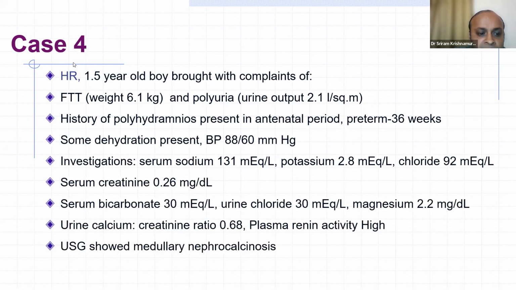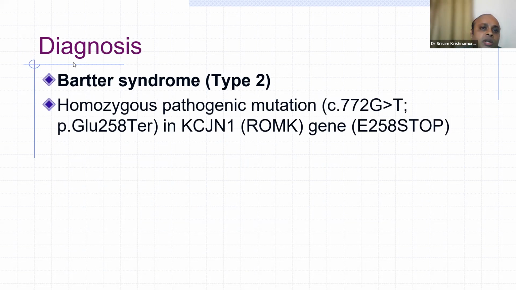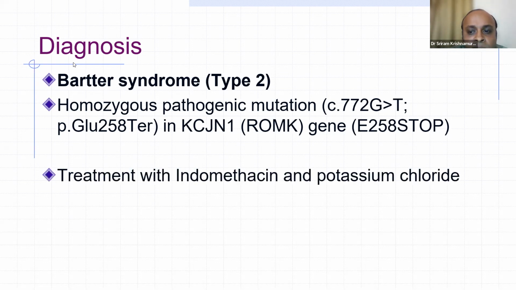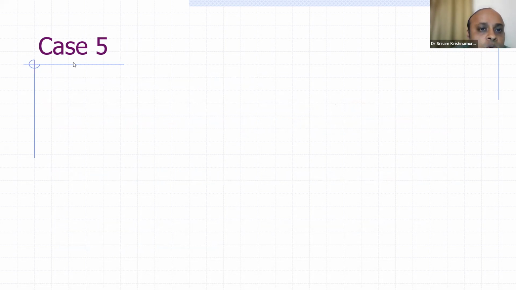He showed a high plasma renin. The ultrasound showed medullary nephrocalcinosis. His parents were second to third degree consanguineous, and this actually showed Bartter syndrome type 2, which is due to a homozygous pathogenic mutation in the gene coding the ROMK, which is KCNJ1. He was treated with indomethacin and potassium chloride. In this case, we did not get evidence of hyperkalemia in the neonatal period. It might have been there, but we could not document it. Information was not available. So this is an example of Bartter syndrome type 2 presenting with medullary nephrocalcinosis and failure to thrive.